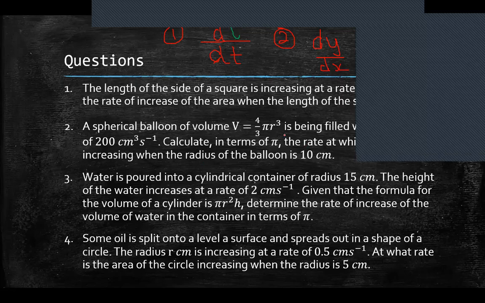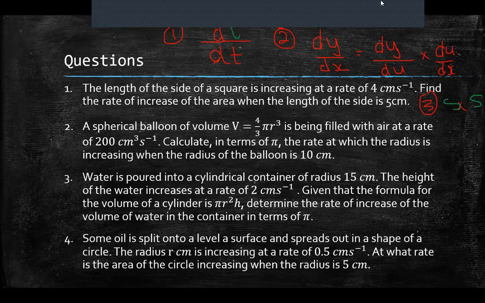Just write down number 2 for me. But before you do that, let me just read out the question. A spherical balloon of volume V is equal to 4 on 3 pi r cubed. So that's the volume of a sphere. That's the formula for the volume of a sphere.